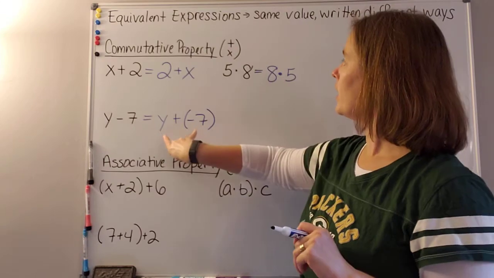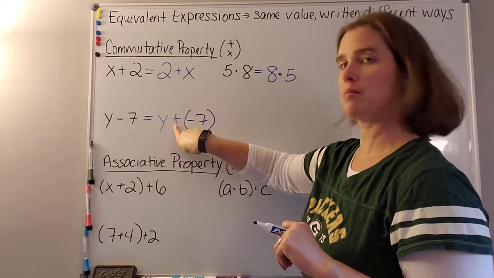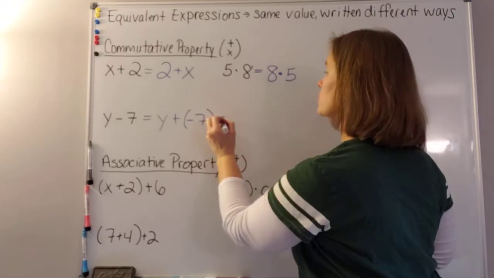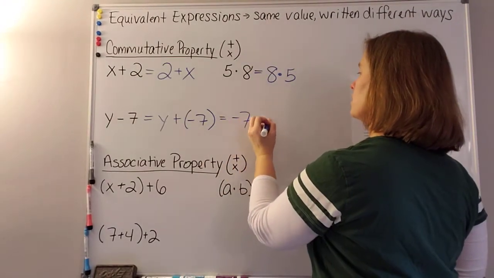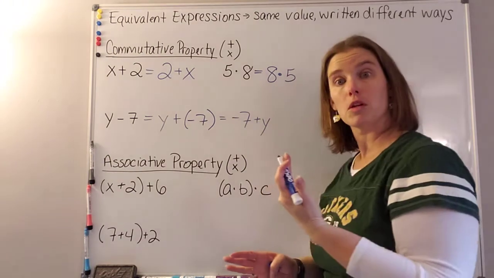Hey, look at that. We now have an addition problem. Now we can use the commutative property. We can flip-flop the terms. Negative 7 plus y. So that's the commutative property.